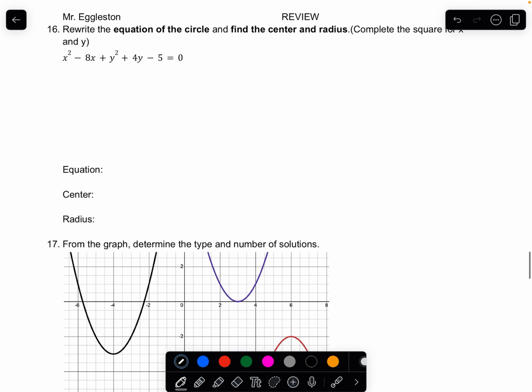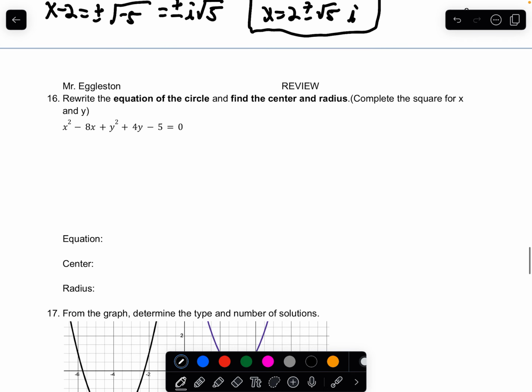Now, question 16. Notice this is the ugly one, but it's not that hard. I even give you the hint. It's going to be on your quiz too. Complete the square for x and y.